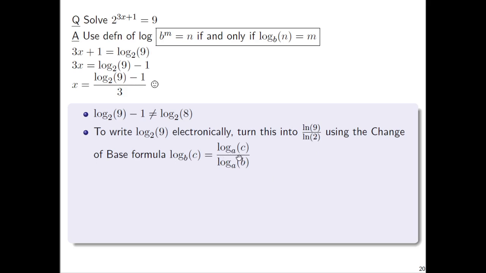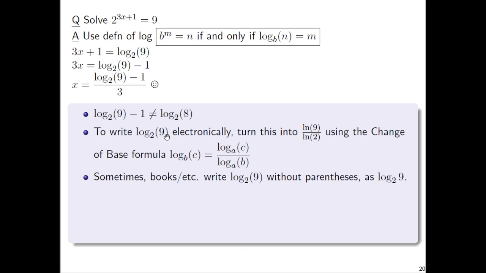The point is just that log base 2 of 9 turns into ln of 9 over ln of 2. So you could literally type in an L and then an N and then a 9 in parentheses, slash, and then an L and then an N and then a 2 in parentheses.